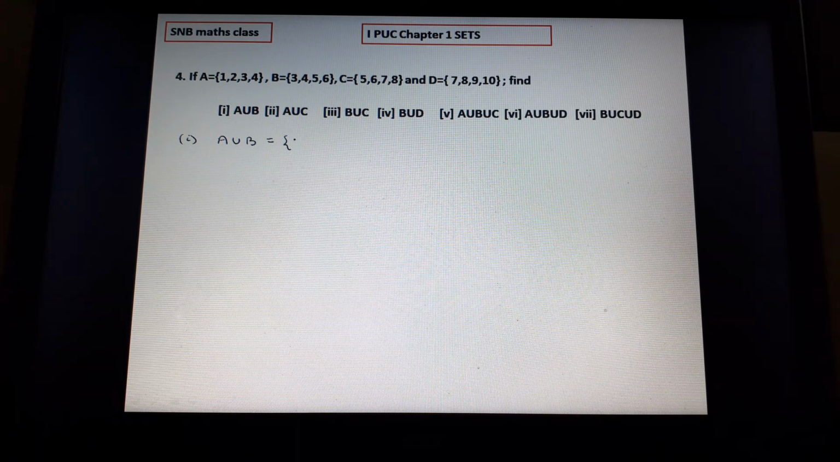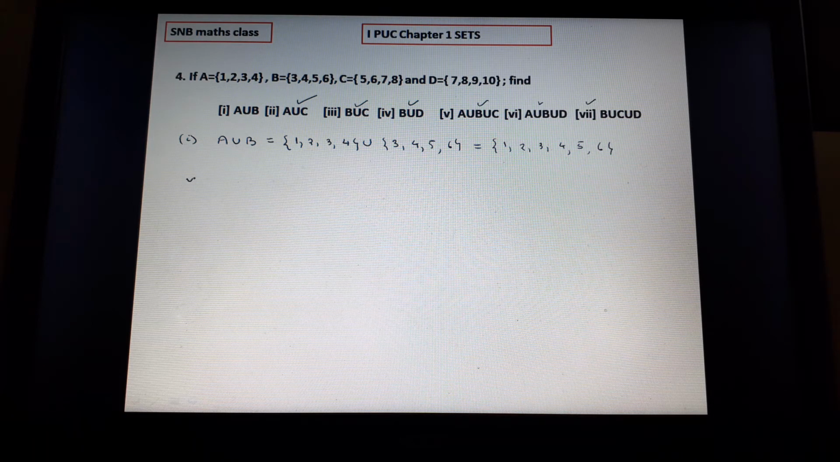You have to write here 1, 2, 3, 4. Then union. B is 3, 4, 5, 6. Then you write the answer. So you have to write, of course, 1, 2, 3, 4, then whatever is remaining, 5 and 6. This is the answer. So definitely you can do this question and this question yourself. I will do one of them. Let us take the 8th question. This you can do as homework.